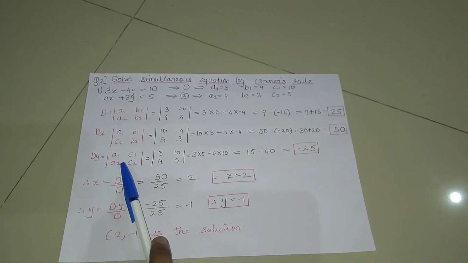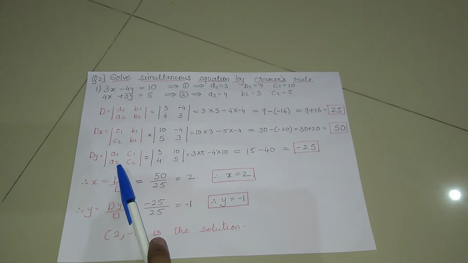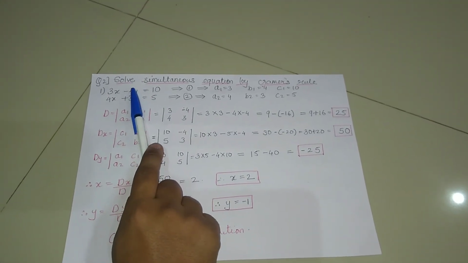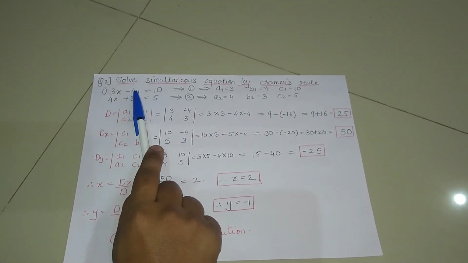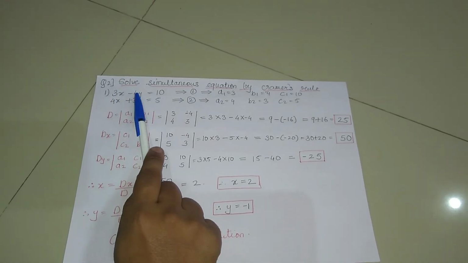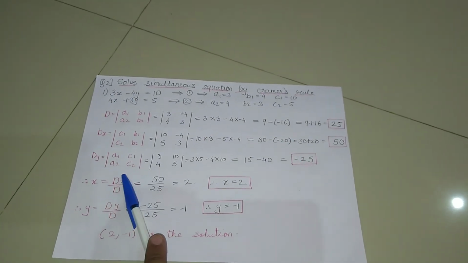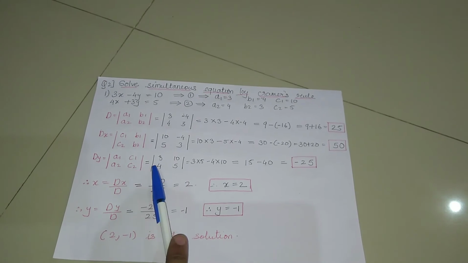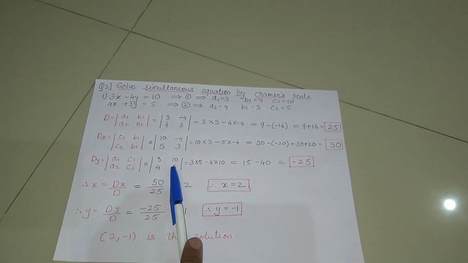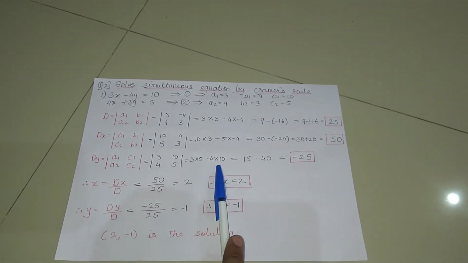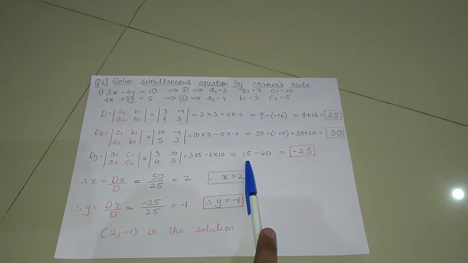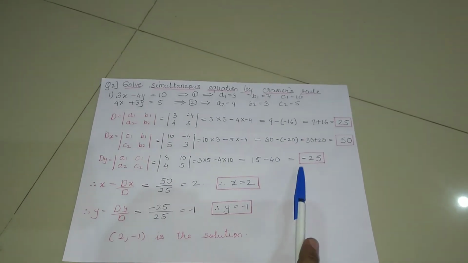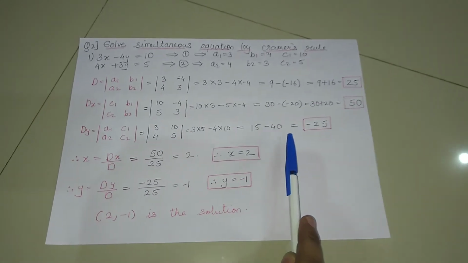Similarly, for finding dy, we will now replace the coefficients of y by the constant terms, so 3 by 4 and 10 by 5, that is a1 upon a2 and c1 upon c2. So 3 by 4, 10 by 5 is equal to 3 into 5 minus 4 into 10, which is 15 minus 40, giving us the answer minus 25.